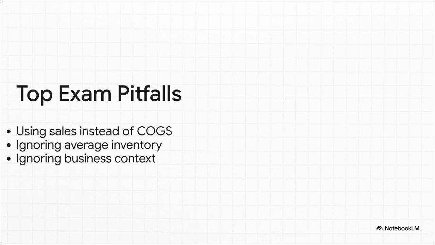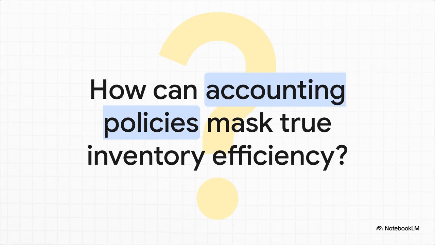So I'm going to leave you with this provocative thought to really test your understanding. If a company suddenly switches from FIFO to LIFO during a period of heavy inflation, what happens to their apparent efficiency on paper, even if literally nothing changed in how they run their warehouses? Think about how simple accounting policies can completely mask reality.